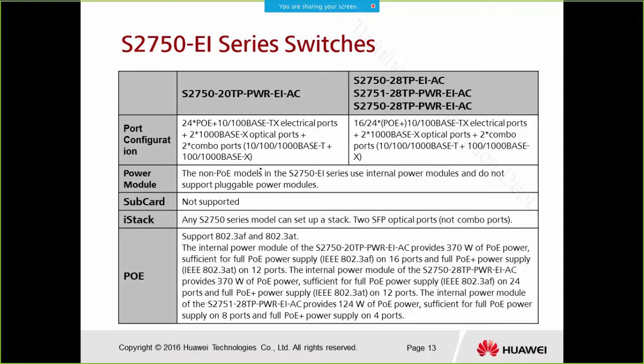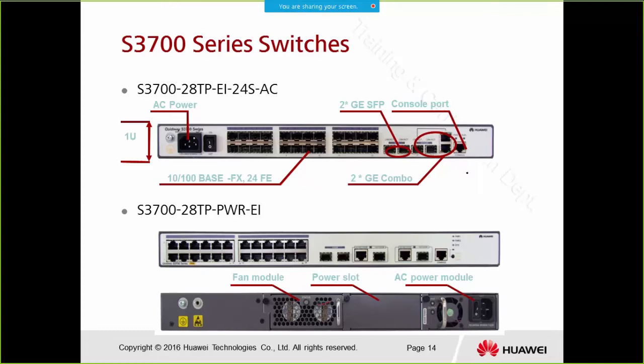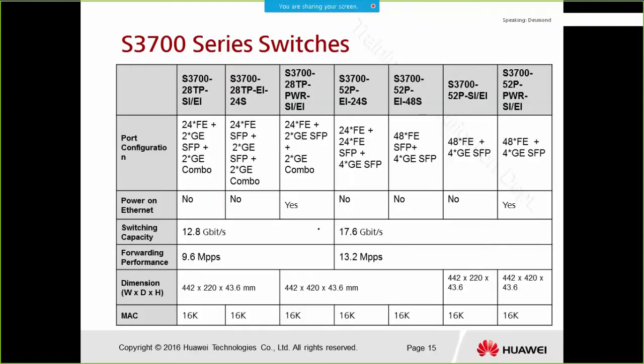Some performance of this switch. So for 37, this switch has 1 console port and others, no big difference here, because here we can see 24S. So it means this switch has 24 downlink optical ports and some parameters.